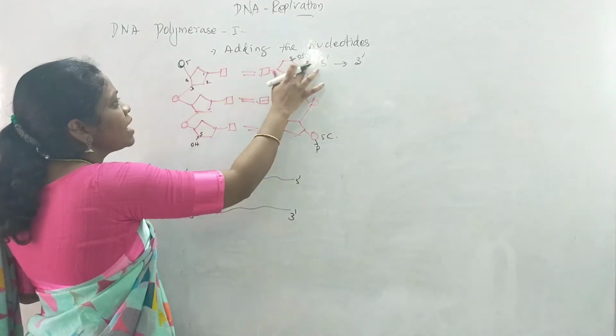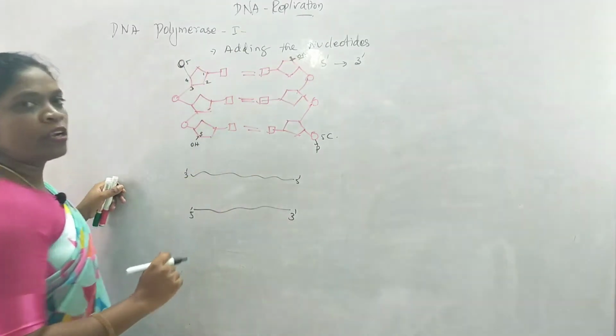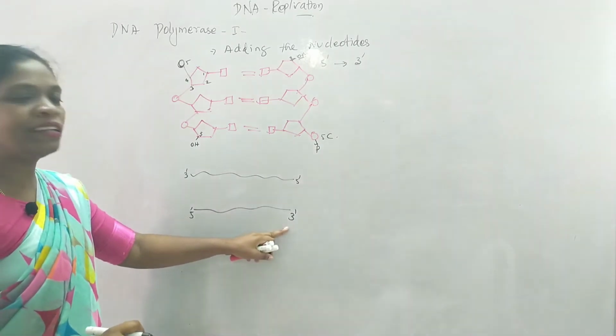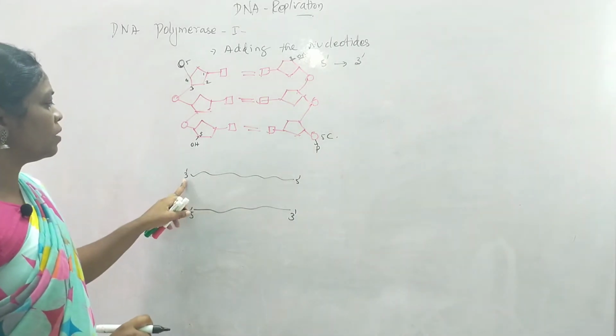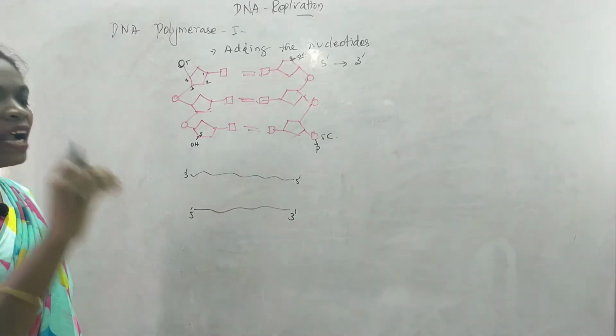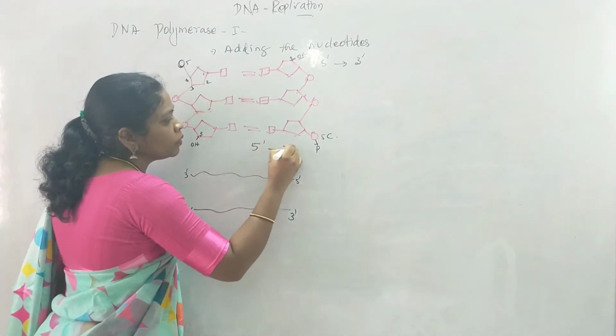So this is known as anti-parallel. The polarity of these strands is totally different. If one strand runs in the direction of 5' to 3', the other strand will run in the direction of 3' to 5'. DNA polymerase will add the nucleotides from 5' to 3' end.